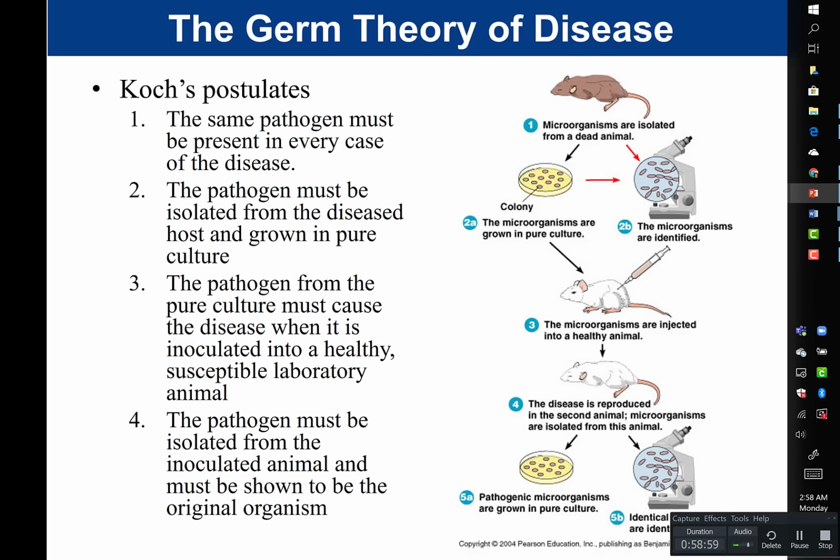And the last part of this is that the pathogen must be isolated from the inoculated animal and must be shown to be the original organism. So that's step 5. So if you take that organism that died, the one that you inoculated, and now you look at the types of microbes that are present, if this is true, if that particular microbe causes that disease, you need to see that same microbe at the end that you saw in step 2. That would show that that microbe is the one that's responsible for causing the disease.